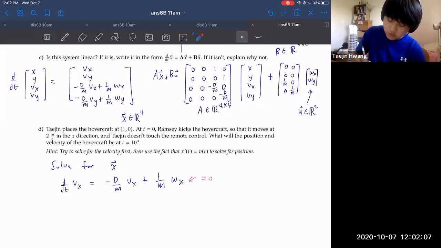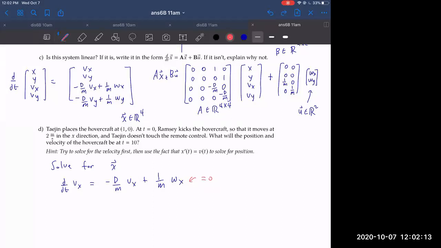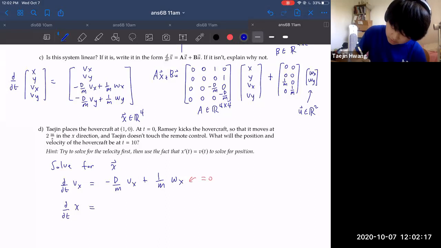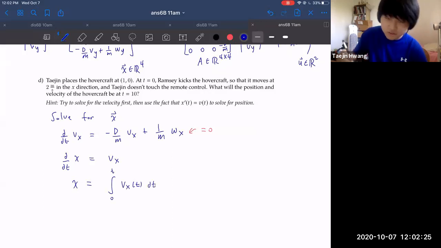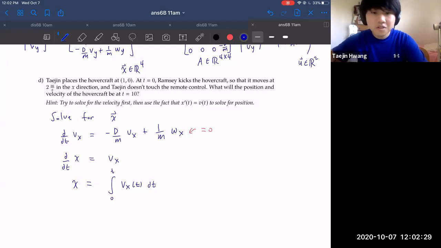And then we just solve this, and then we realize that position is equal to the integral of velocity, since velocity is the derivative of position. So to solve for the position, you just integrate the velocity from 0 to t. That's about it. I don't think there's anything else too insightful. But any questions about how to solve this? Definitely encourage you to solve this in your own time.